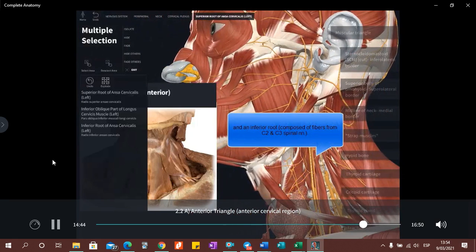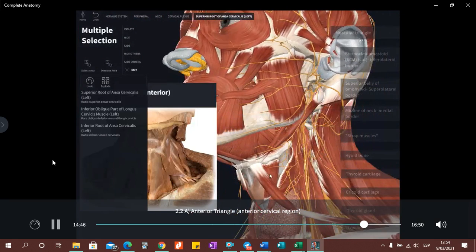And so the interesting thing about this is you can see all these branches going off to the strap muscles. And so the ansa will supply 3 of the 4 strap muscles. That would be, in that case, the omohyoid, the sternohyoid, and the sternothyroid. The exception is the thyrohyoid, which will be innervated by a nerve called the nerve to the thyrohyoid.